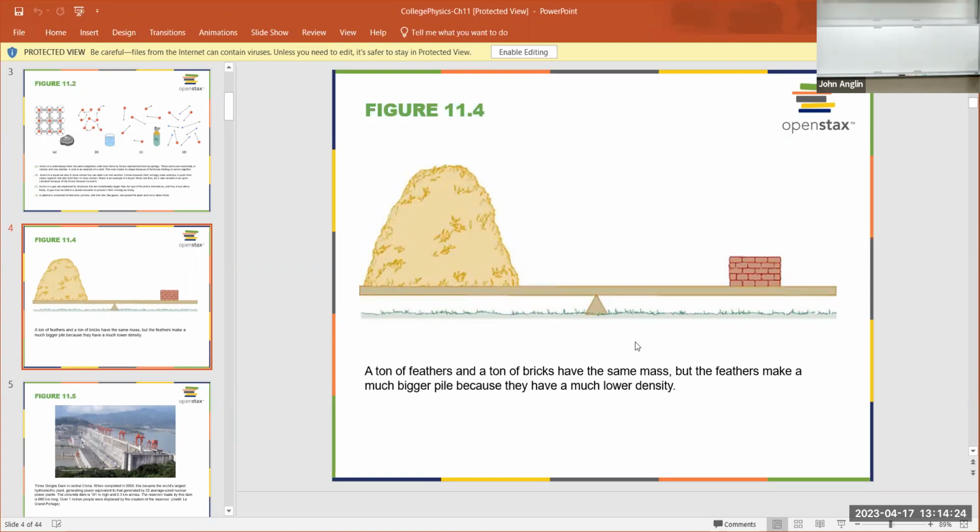Remember, the way we calculate our density is mass per unit volume. Typically you'll see mass in kilograms and volume in cubic meters, so you'd have kilograms per cubic meter. So that's your density.